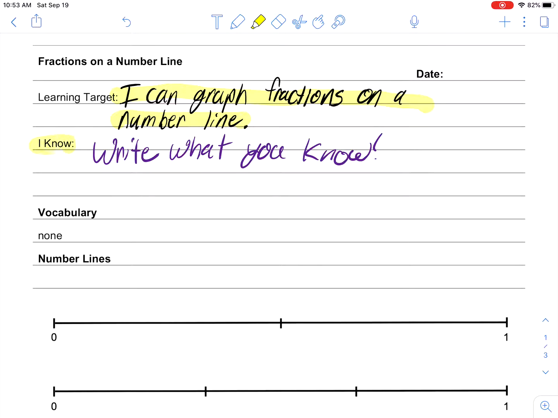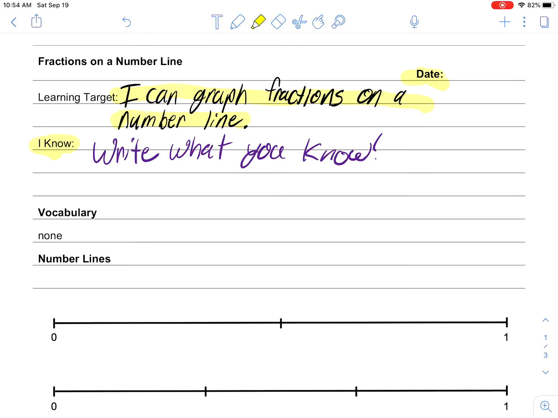Then write down what you already know about writing fractions on a number line. Maybe you remember doing number lines from the decimals video last time, but you're not sure how fractions work on them. So you might write, I know how to put decimals on a number line, but I don't know how to do fractions. Or maybe you do know how to do fractions on a number line, and you can write, I do know how to write fractions on a number line, and this is what you do.